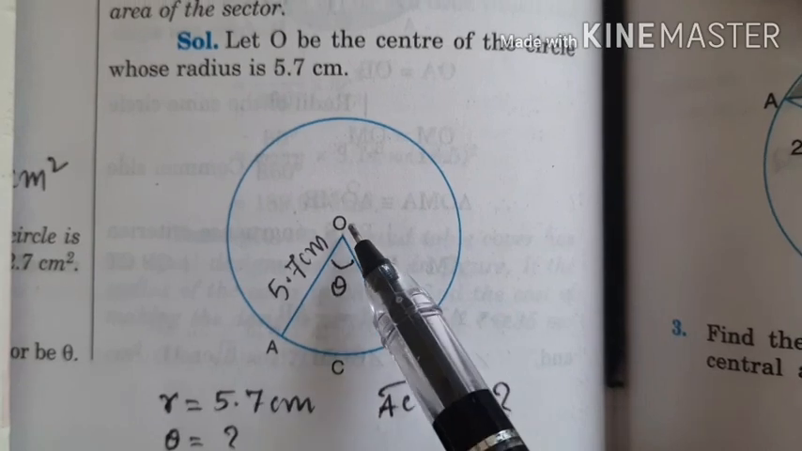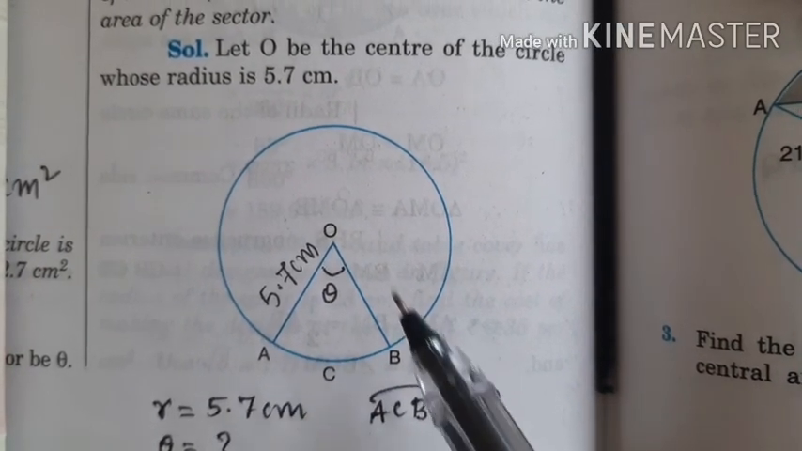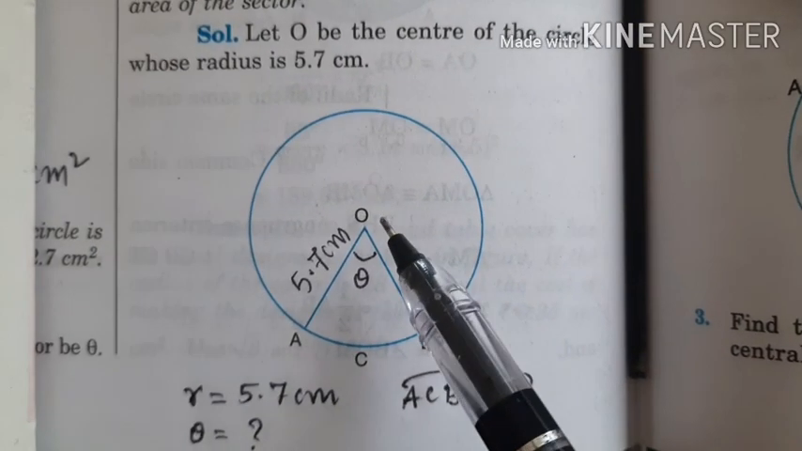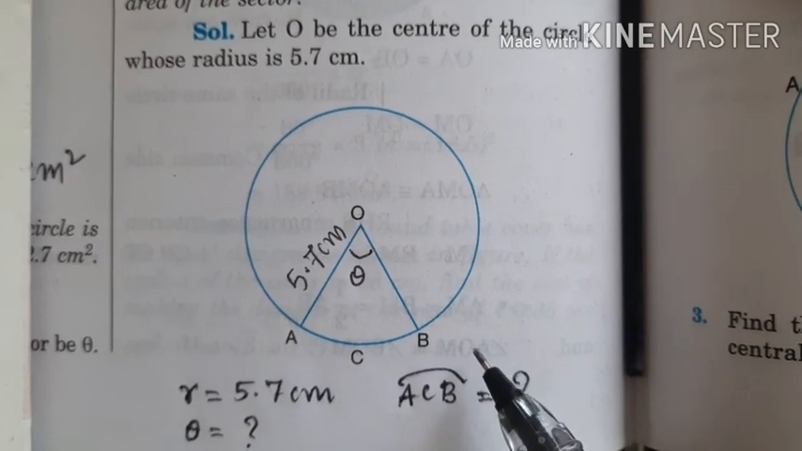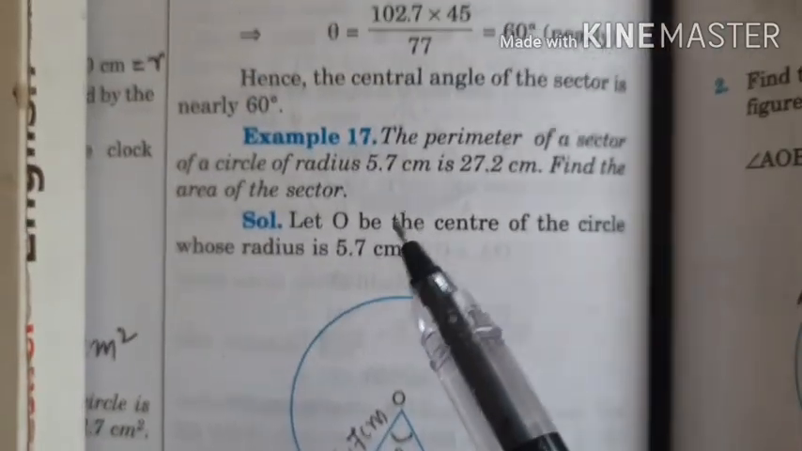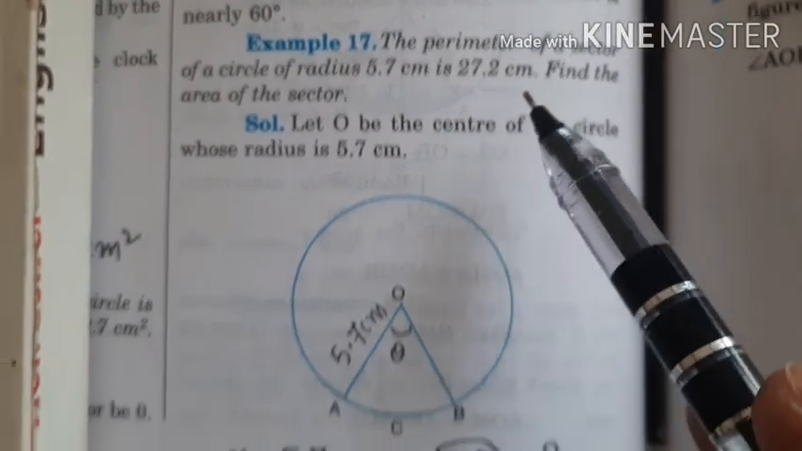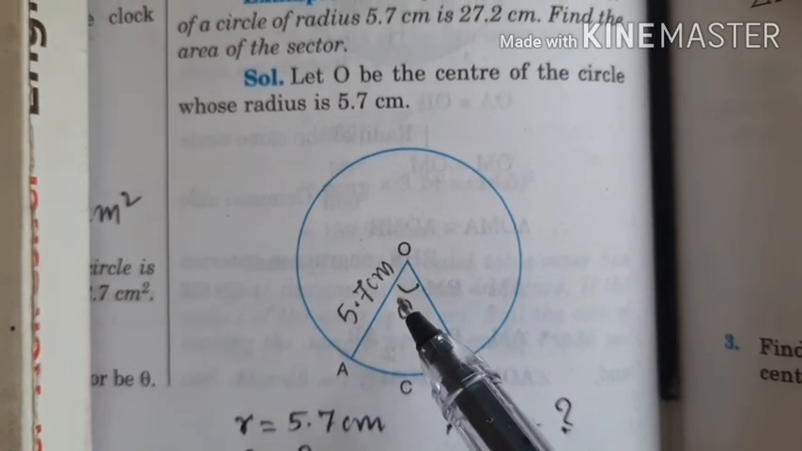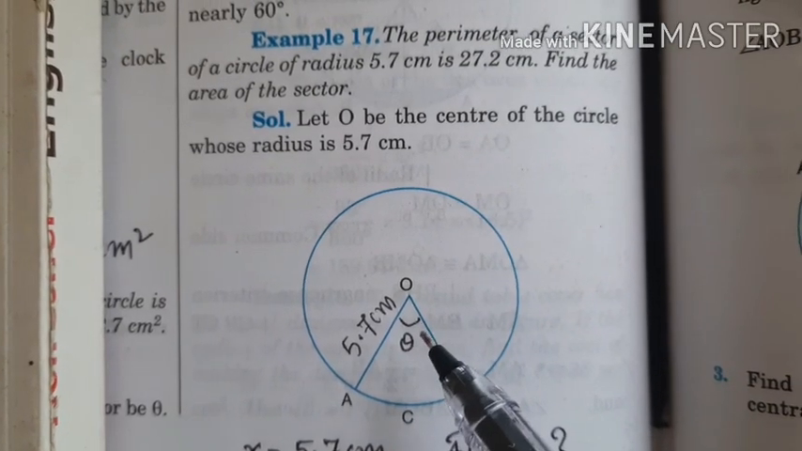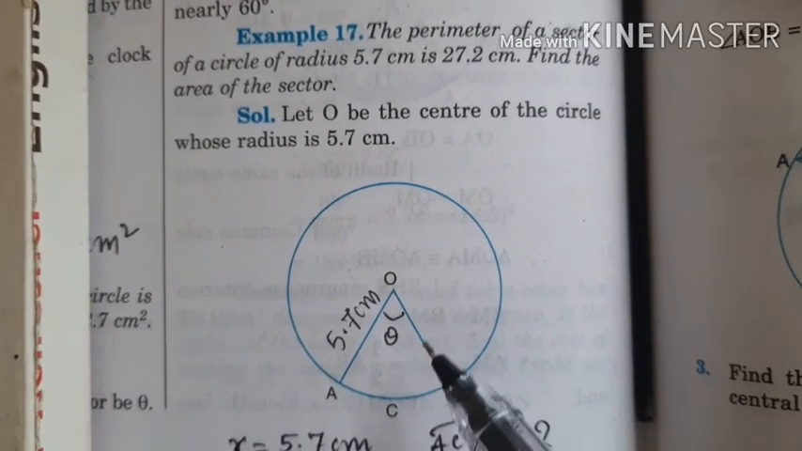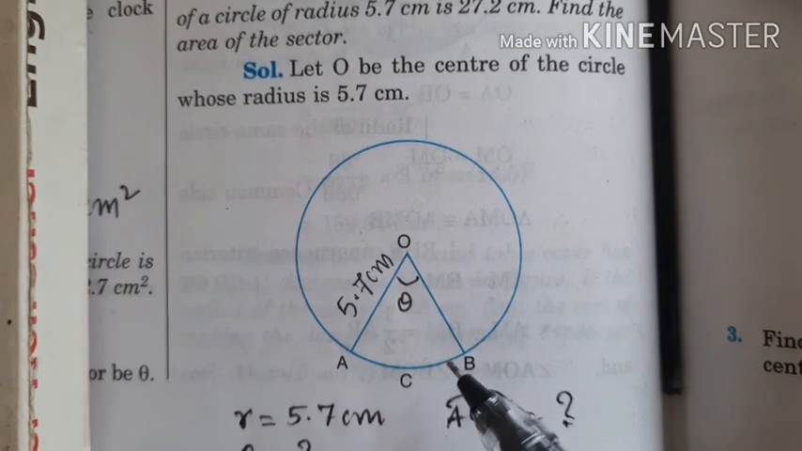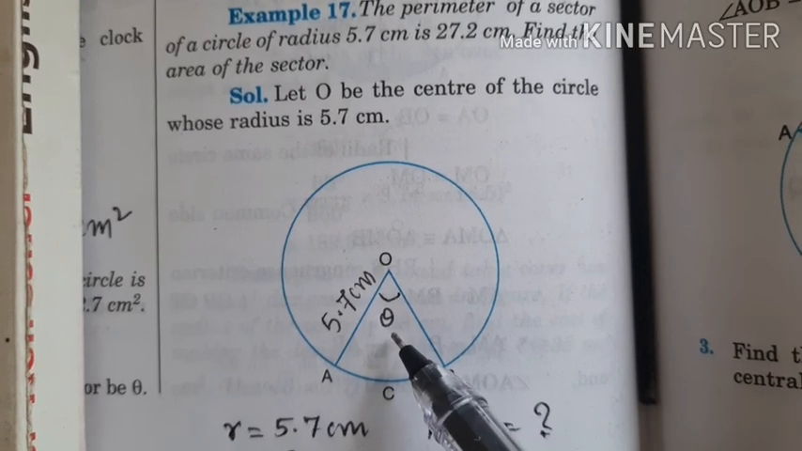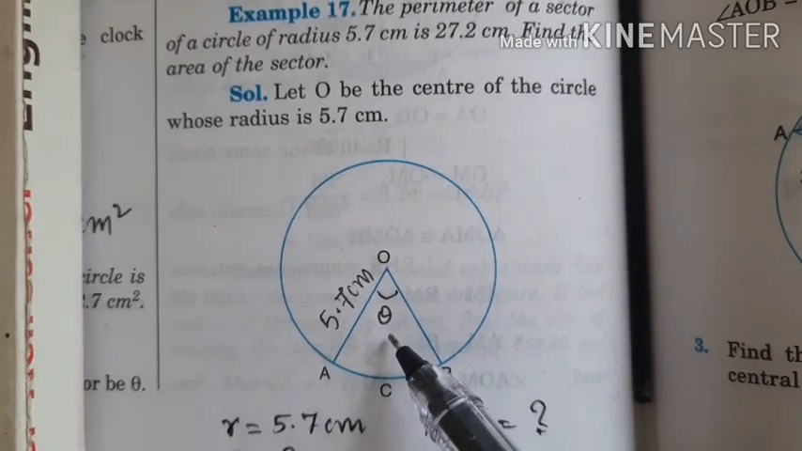Means here OACBO is the required sector. Its perimeter has been given, that is OA plus AB plus BO. Length is how much? 27.2 centimeter. And radius of this sector is 5.7 centimeter. Okay? And the thing asked is find the area of this sector. To find the area of the sector, I need sector angle. But sector angle is not there. I have to calculate the sector angle.